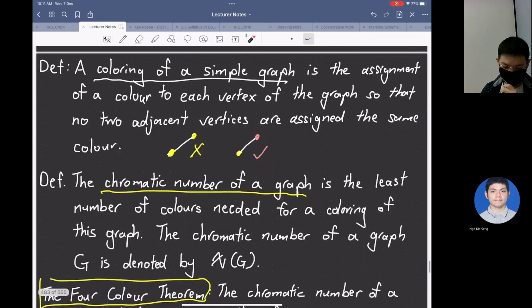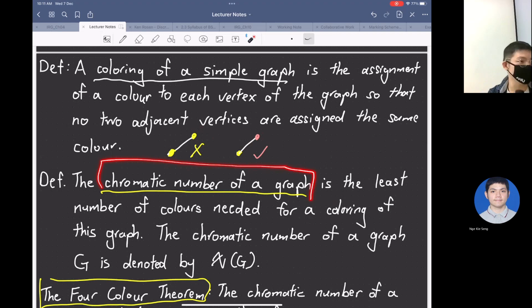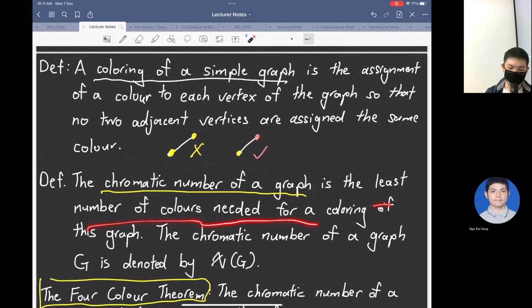So this coloring of edges is not allowed because adjacent edges have the same color. We only allow different colors on adjacent edges. Next, we define the chromatic number. It's the least number of colors that you need for the coloring. That number is called the chromatic number.